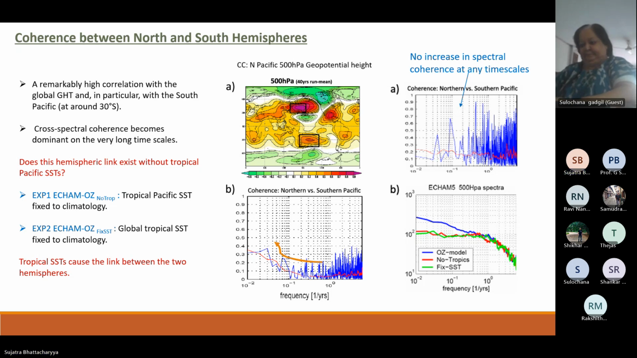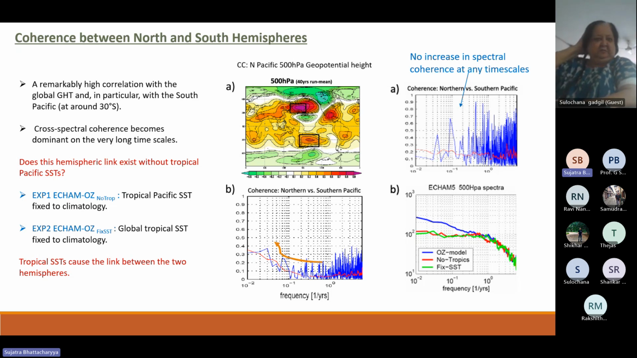And same with this plot also, where the blue line is the control setup. They have done the power spectrum of the 500 hectopascal geopotential height. For the control setup, we can see that there is an increase in the power as we go towards the longer time scale.